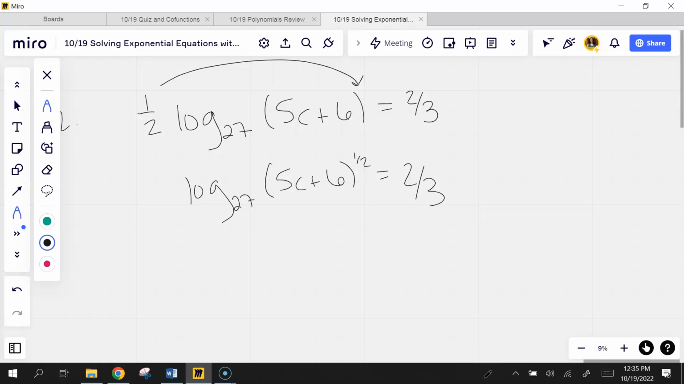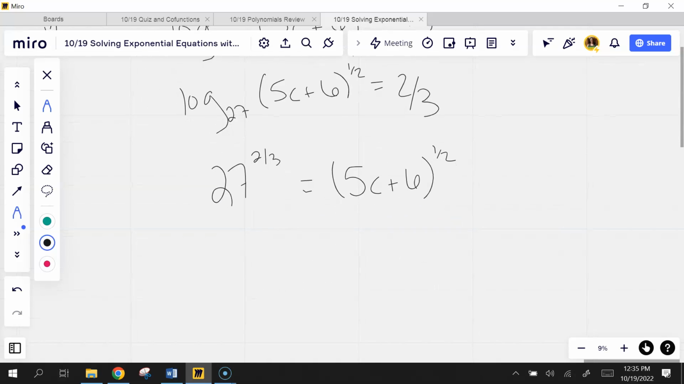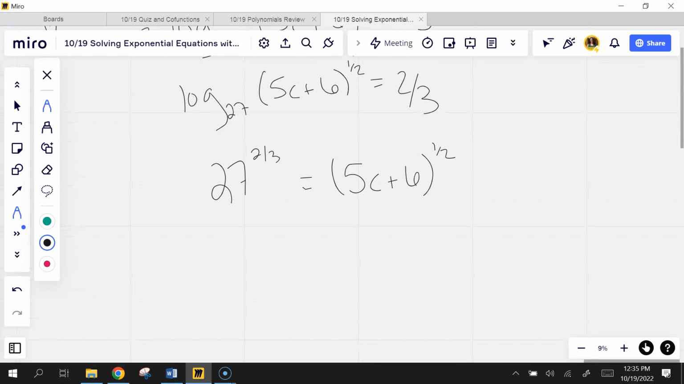That's right. What's your base? 27 to the 2/3 equals... what's 27 to the 2/3? What's the 9? Because the third root of 27 is 3, and then 3 squared is 9.